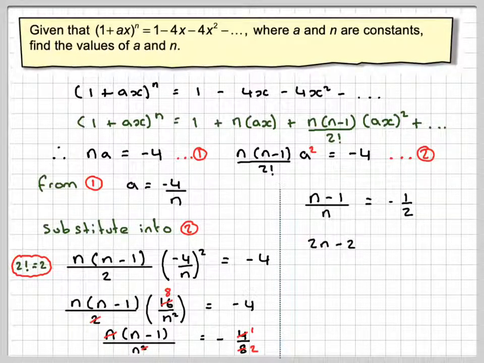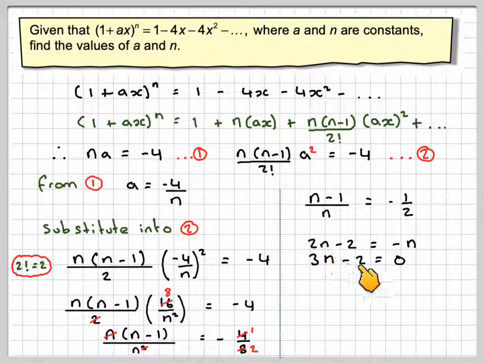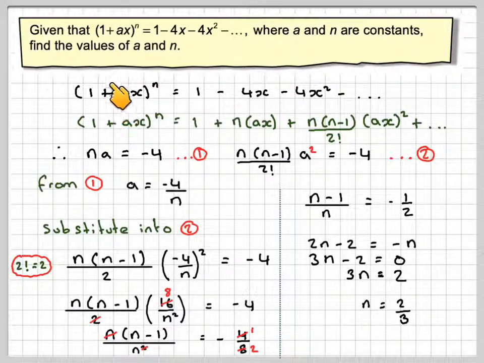Cross multiplying, we're going to get 2n - 2 is equal to -n. So 3n, bringing that over here, minus 2 is equal to 0, and that will give me 3n is 2, n is 2/3. And this is what we expect, because this is why we use 1 plus something when we have a power which is less than 1, or a fraction. Okay, carrying on.